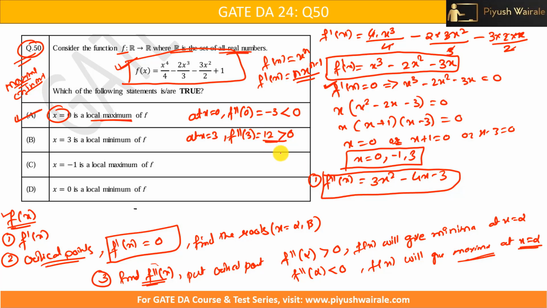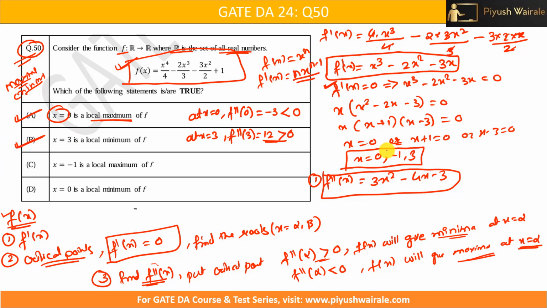Now here you can see f double dash of x is greater than 0. It means that it will give minima at x equals to 3. So minima at x equals to 3. Yes, option B is also correct.